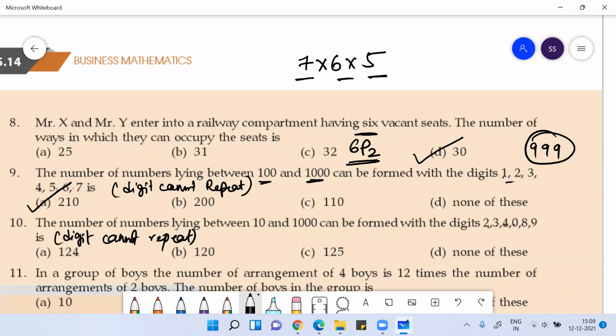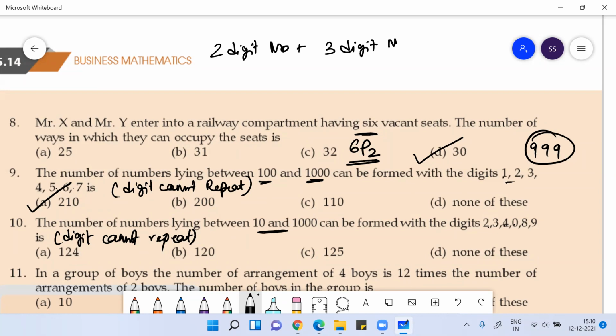So I want a number between 100 and 1000. Okay, if I want a number between 10 and 1000, sorry, 10 is also to be forgotten. So it can be a 2-digit number. Think about the 2-digit number first, and then the 3-digit number.